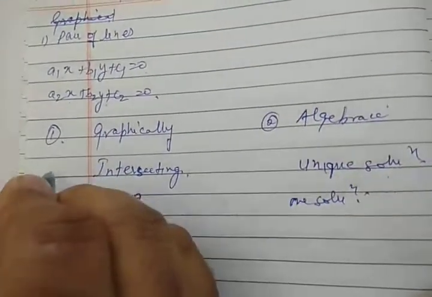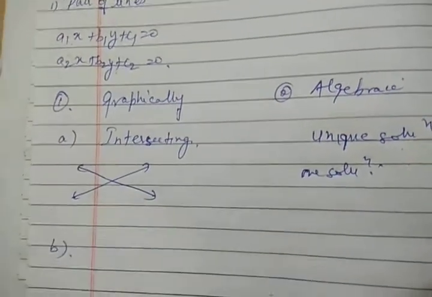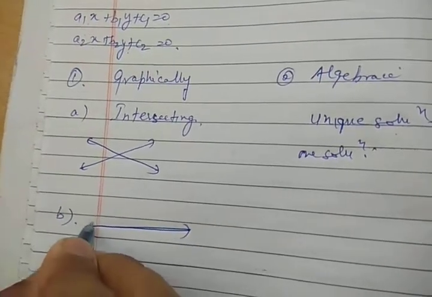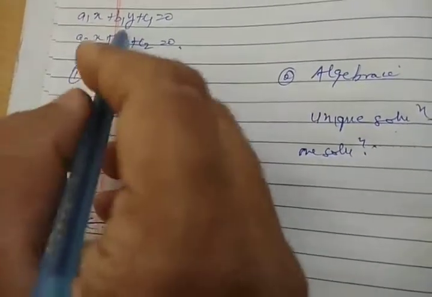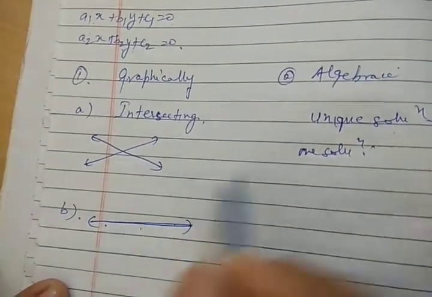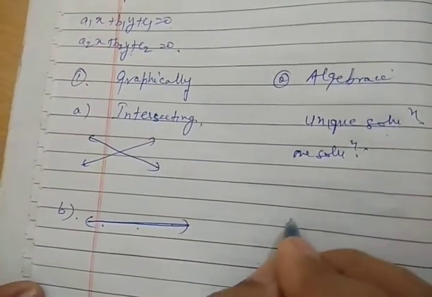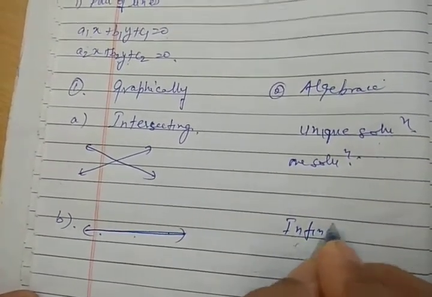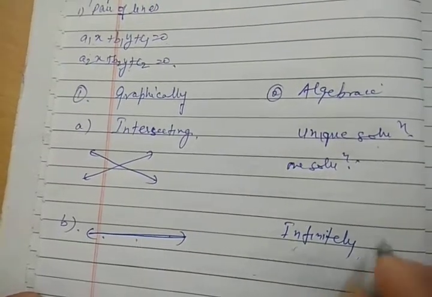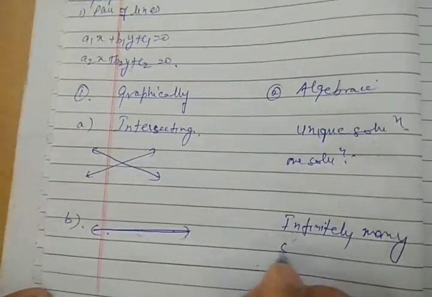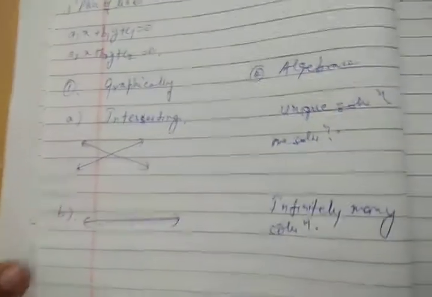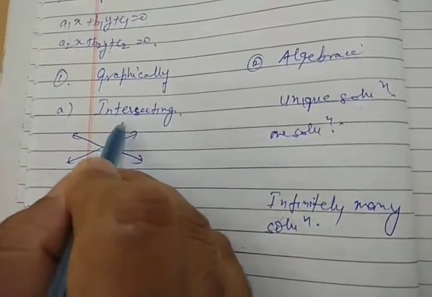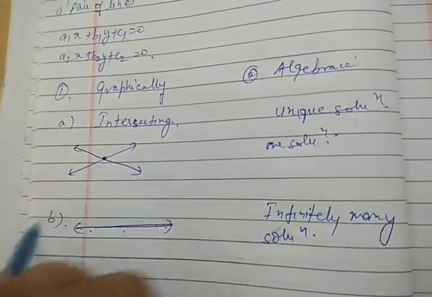This is the first condition. Second condition, when lines are coincident, both the lines represent the same equation. Algebraically we can say it has got infinitely many solutions. Here we can see that each and every point represents a solution. For the first condition, intersecting lines, this point is the solution.